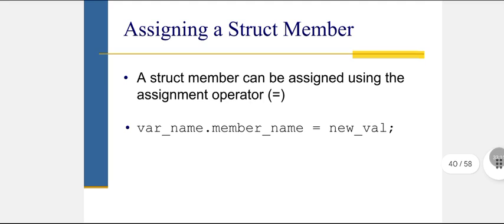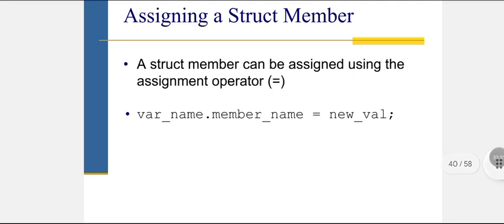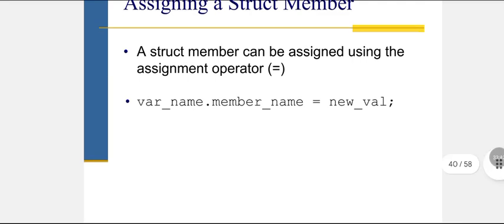Now a struct member can be assigned using the assignment operator, that's the equal to sign. The equal to is also known as the assignment operator. You can see our example over here: we have our variable name, then dot, the member name, then the assignment operator, then our new value. Then we move on to another example.